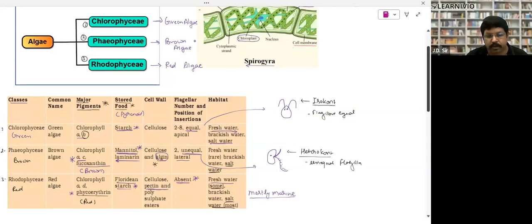Now it comes to the cell wall. This is also very important. These are all the major pigments, stored food, and cell wall. So here the composition of the cell wall is given. In Chlorophyceae, they won't ask you because the cell wall is made up of cellulose. But Phaeophyceae and Rhodophyceae are important. In Phaeophyceae, cellulose and algin. Algin is an important component. What is actually algin?